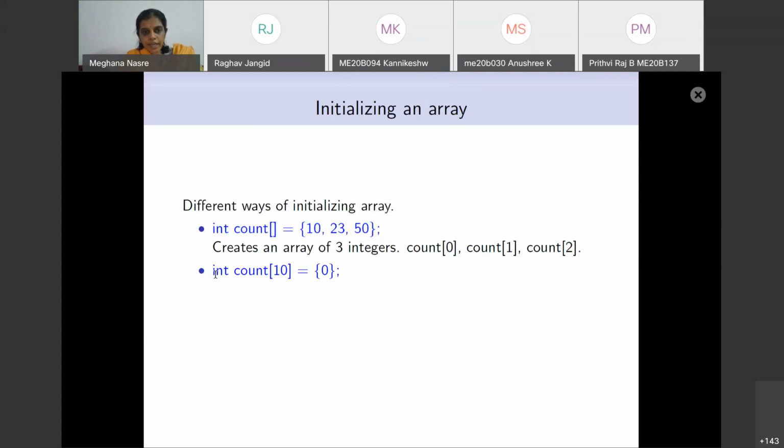The other way of initializing is int count[10] = {0}, which means that count is an array of size 10, and each of the elements is an integer. And when you say 0, it says that count[0] is explicitly initialized to 0, whatever is given here. If you give fewer entries than the size of the array, it will actually initialize all the remaining entries to be 0.